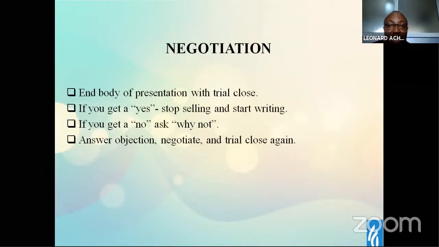Negotiation. So this is your bargaining skill. End body of presentation with trial close. If you get a yes, stop selling and start writing order. If you get a no, then you ask why not and get that cleared up. Answer objection, negotiate, and try close again. So all of this is to ensure that ultimately you get the customer to buy your product.